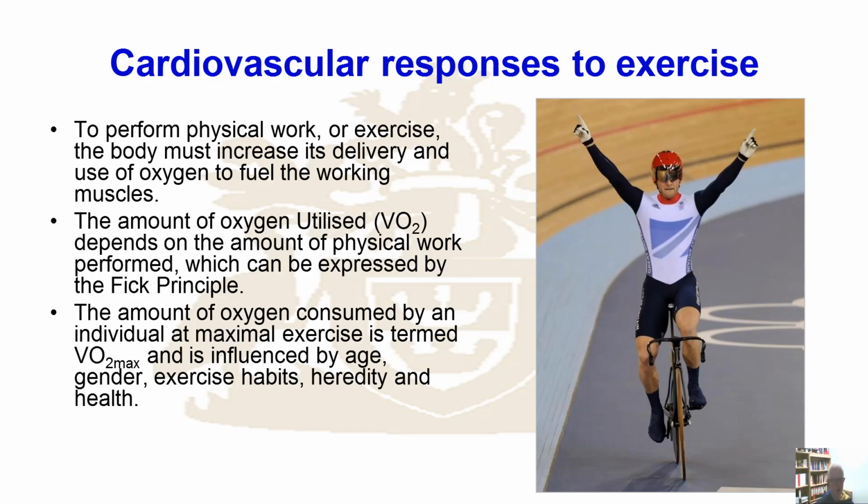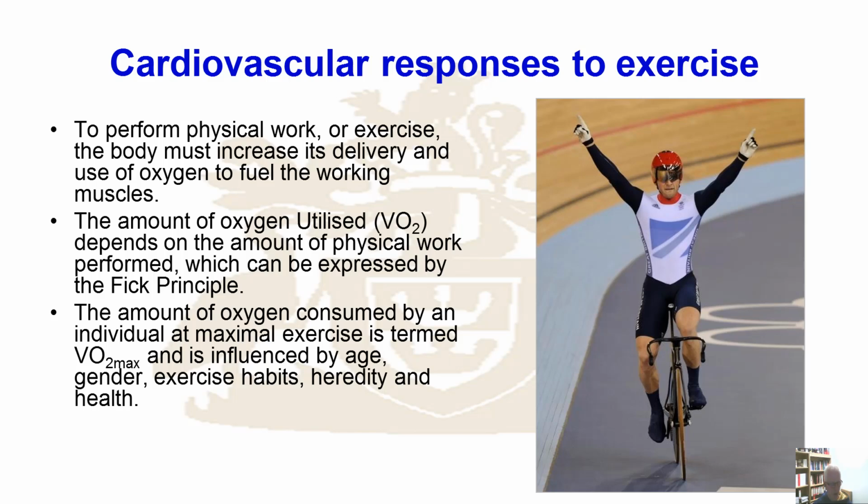But just to summarise that, if we have the idea of VO2 equals Q times a-VO2 diff, I think it's fairly easy to understand that if we're referring to VO2 max, which is the maximum amount of oxygen that we can consume, that must mean that the maximum amount we can deliver has been achieved. Now that can only happen if we reach maximal cardiac output and we have maximal extraction. So VO2 max, using the Fick equation, VO2 max equals Q max times a-VO2 diff max.